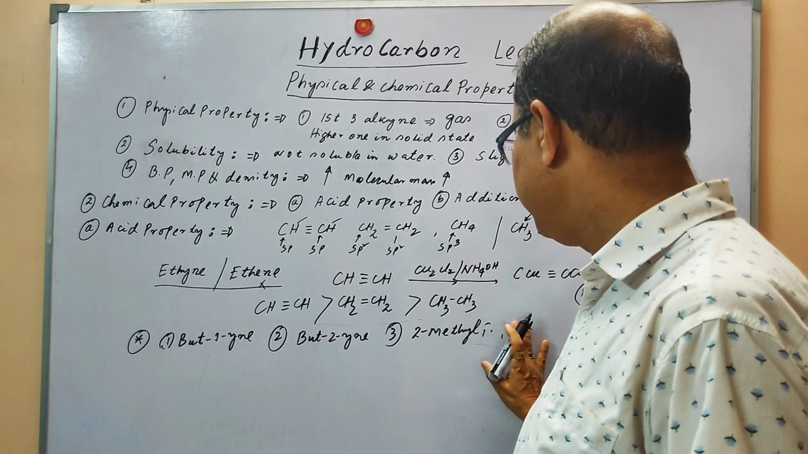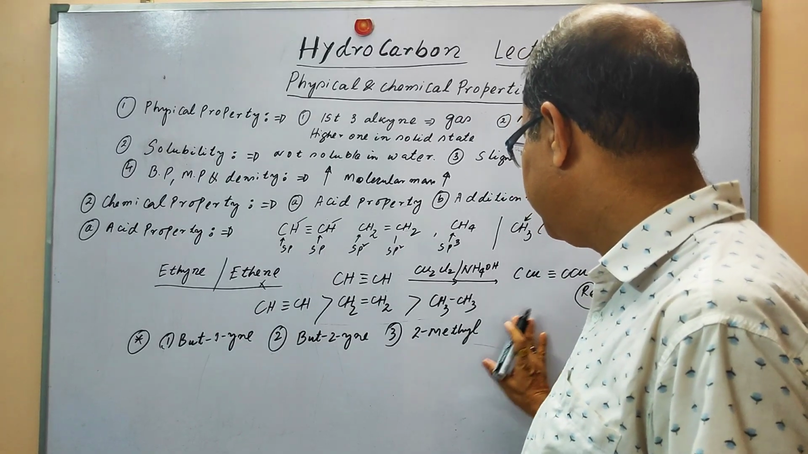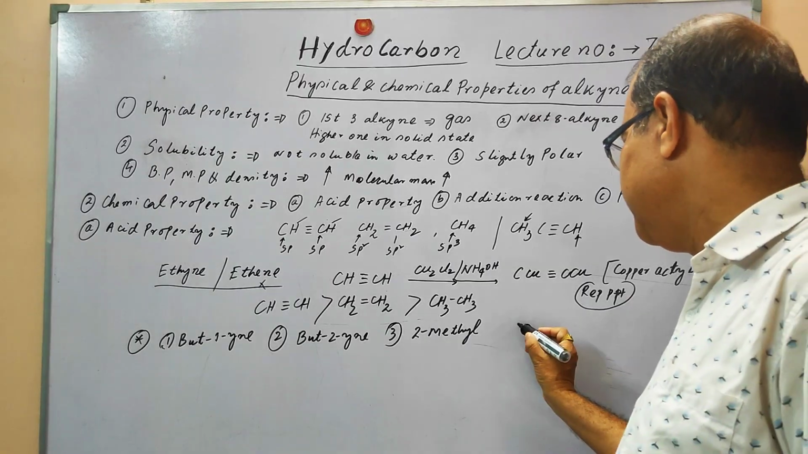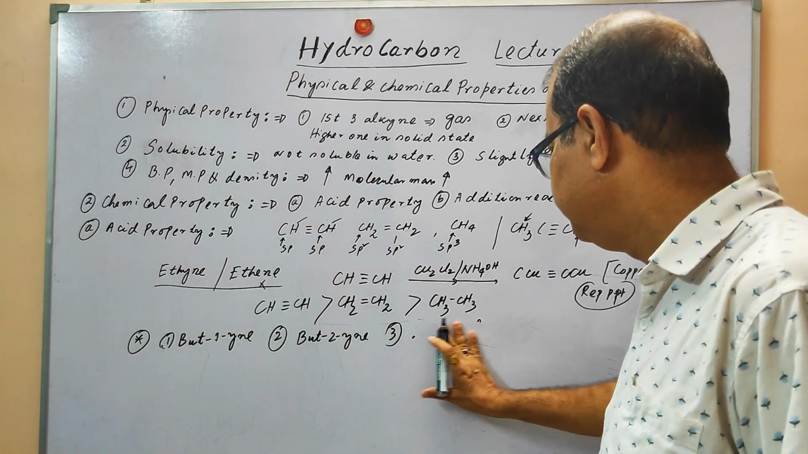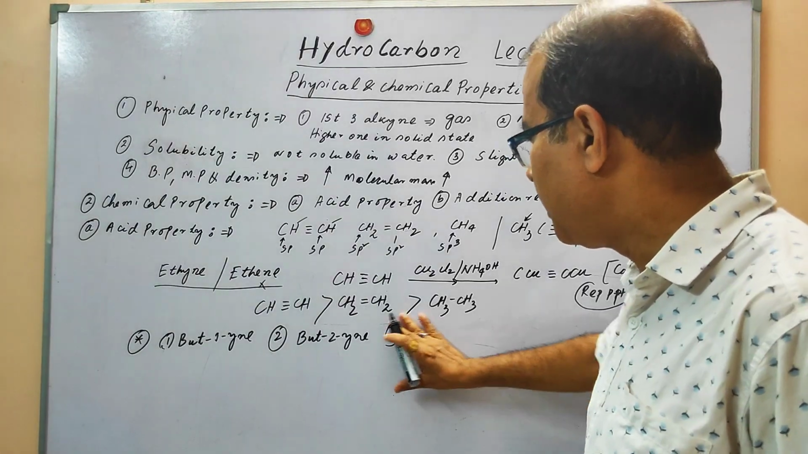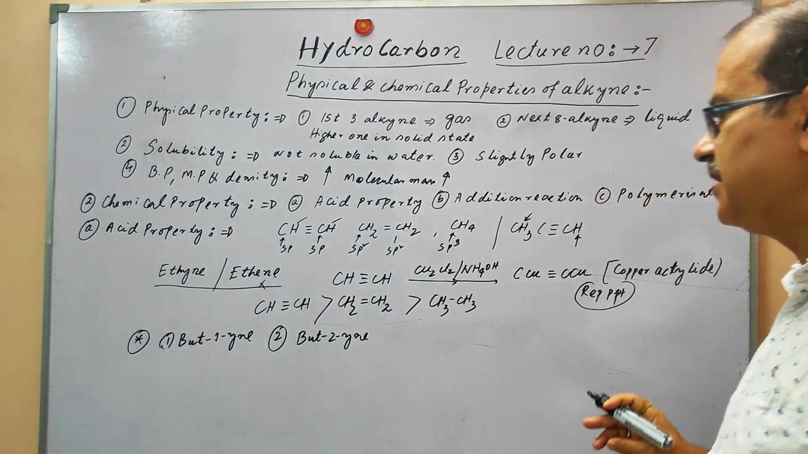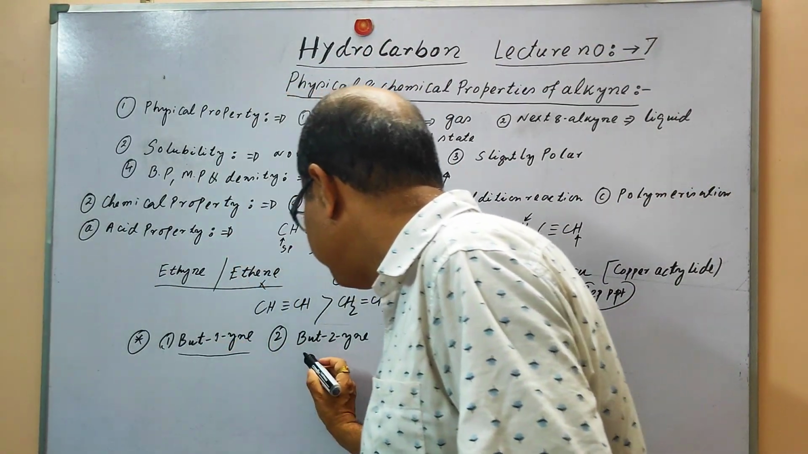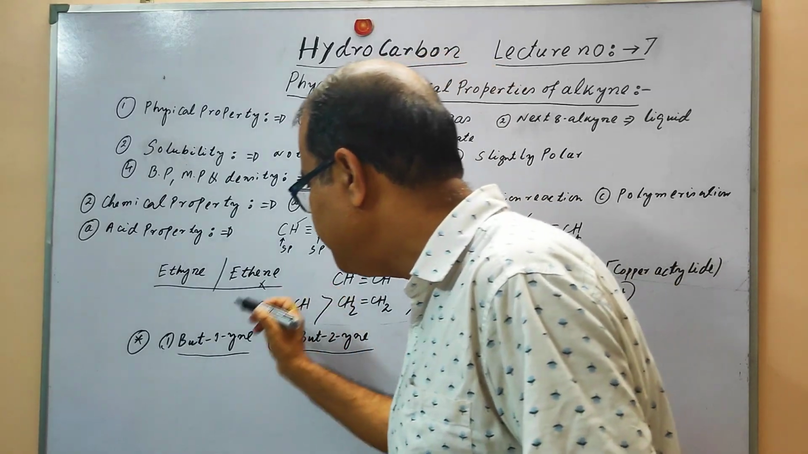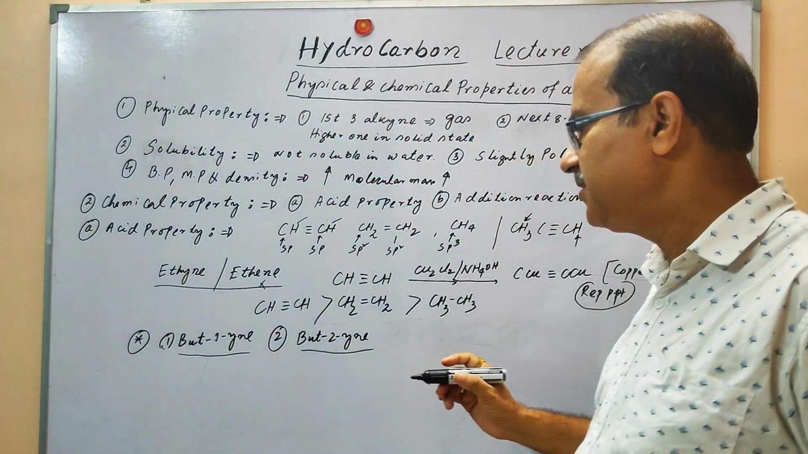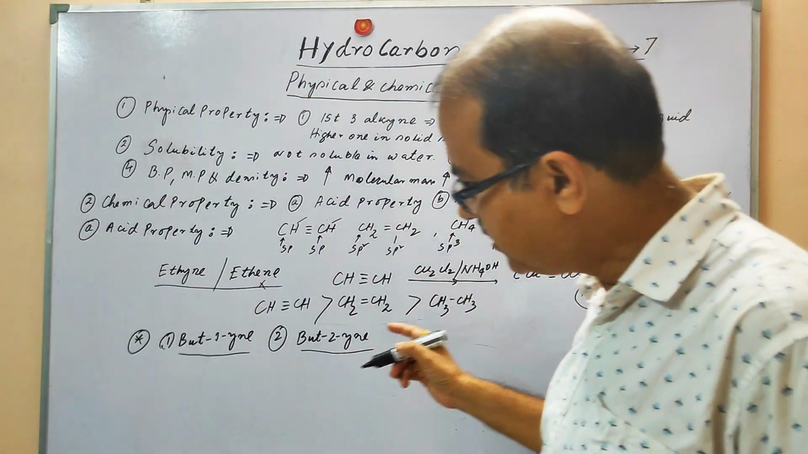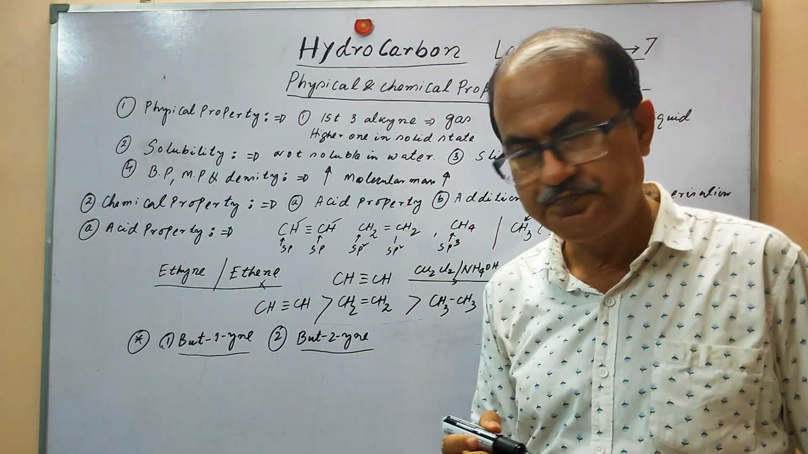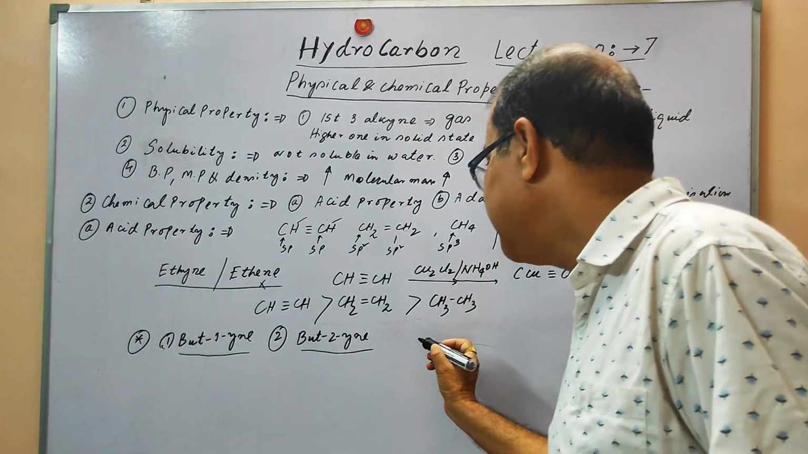Methyl, not propyl, you have to see. So the third isomer we will discuss later on. Now these two isomers, butane has two isomers, and these two isomers can be distinguished from their properties also. How is it? Let us understand.